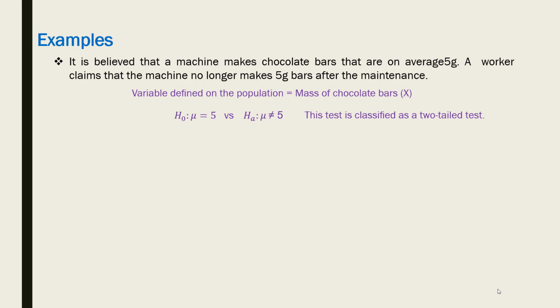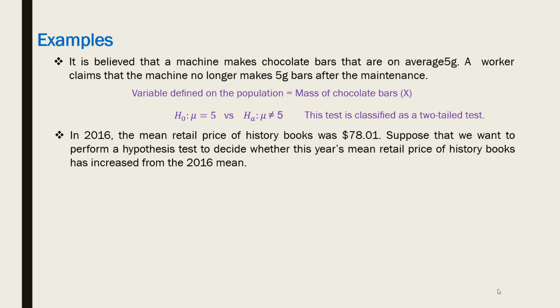Mu not equal to 5. In 2016, the mean retail price of history books was $78.01. Suppose that we want to perform a hypothesis test to decide whether this year's mean retail price of history books has increased from the 2016 mean. What is the variable? The variable defined on the population is the retail price of history books this year.